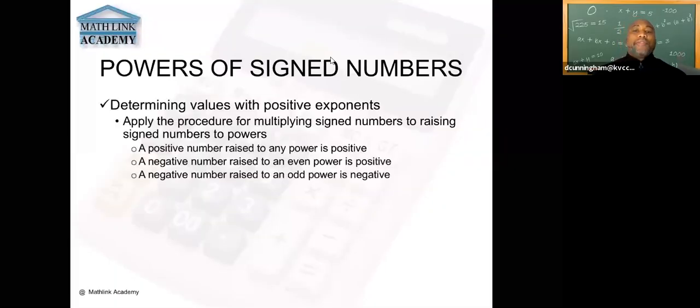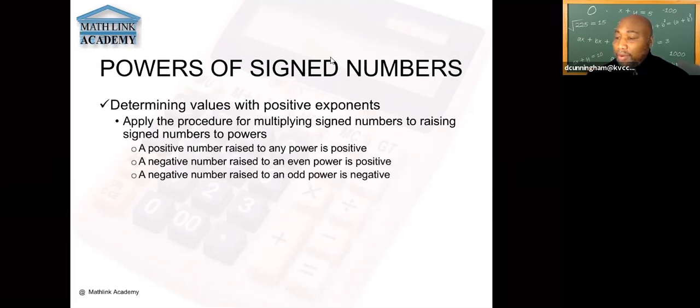So let's look at powers of signed numbers, powers, exponents. Determine values with positive exponents. That's what we're looking at. We want to apply the procedure for multiplying signs to raising a signed number to a power. A positive number raised to any power is positive. A negative number raised to an even power is positive, and a negative number raised to an odd power is negative.